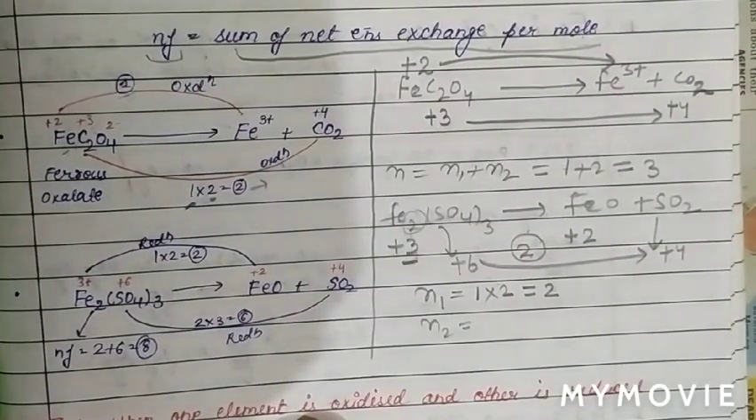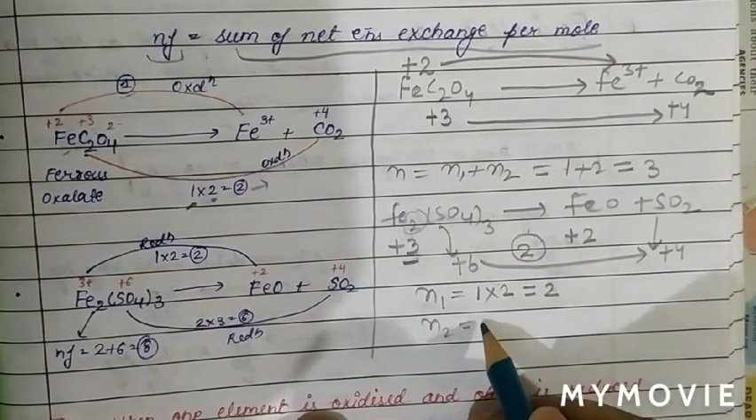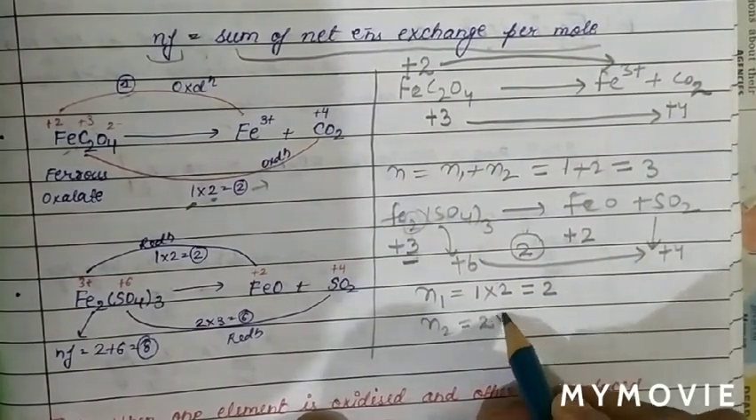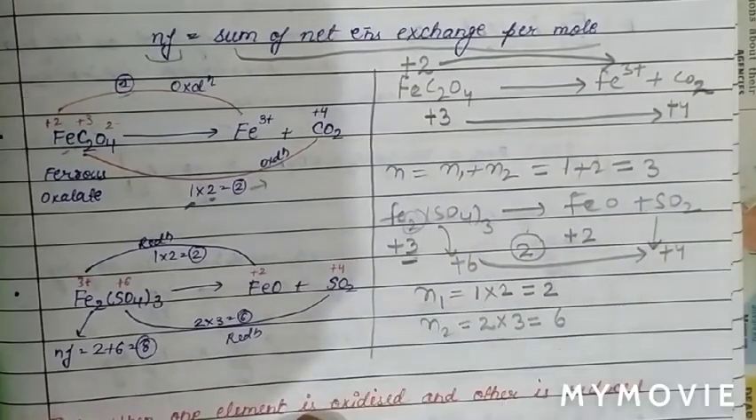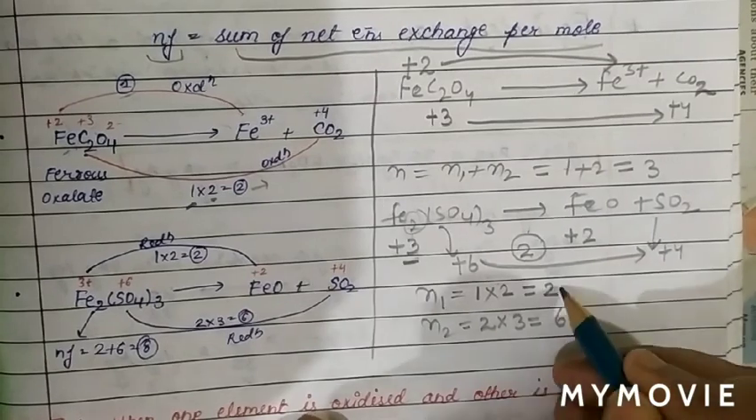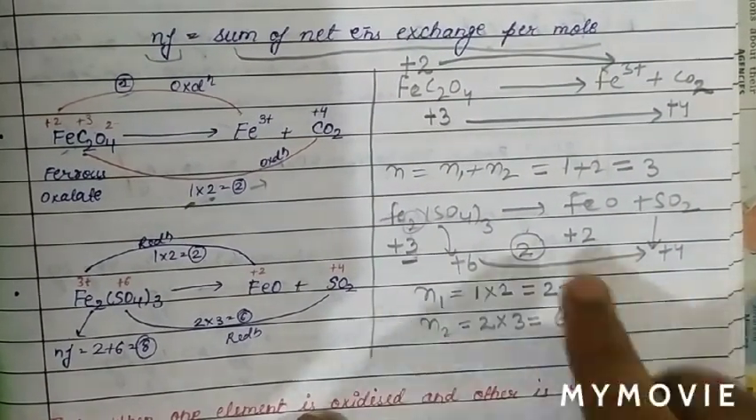So we have seen the case when both elements are oxidized. If both elements are oxidized or reduced, then the n factor is the sum of their n factors, or electron exchange per mole. So we have calculated the n factor for the following cases. Now we will discuss the next case in the next class.